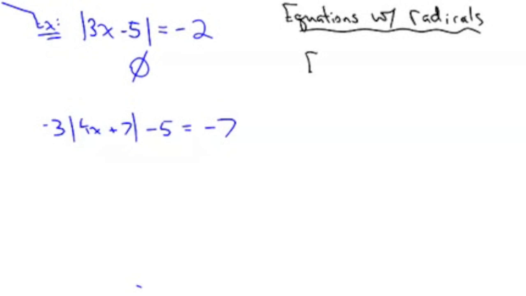So we'll start you off with a simple one. The square root of 7x minus 10, and I say that's equal to x. Remember, this is the simple one.